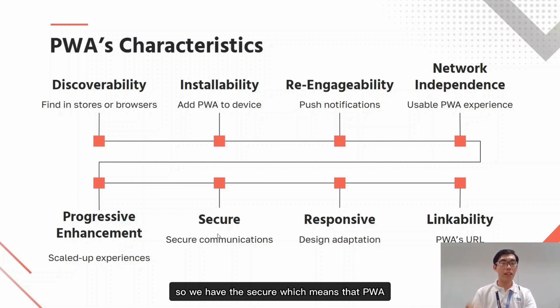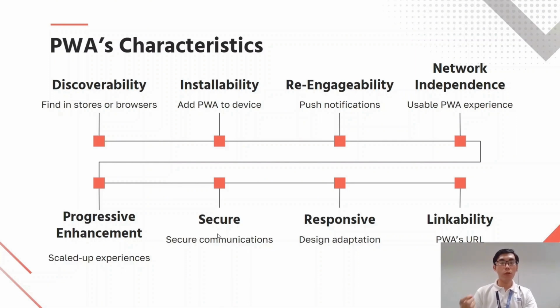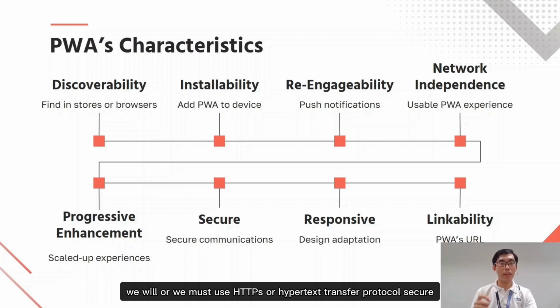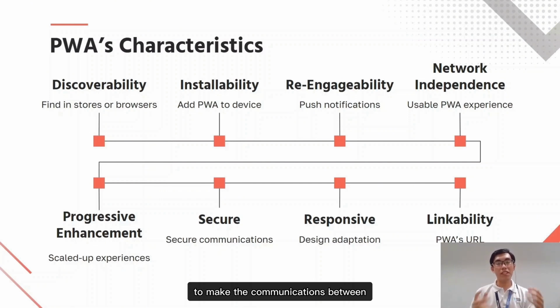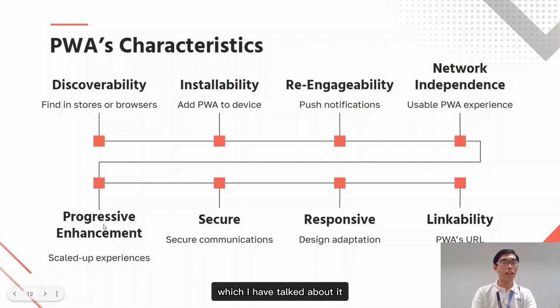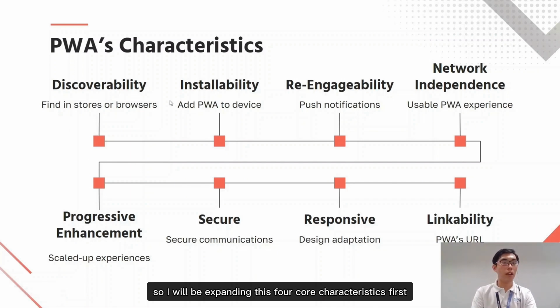So we have secure, which means that a PWA must use HTTPS, or hypertext transfer protocol secure, to make the communications between the client and server reliable. And we have progressive enhancement, which I talked about at the start of this video. So I will be expanding on these four core characteristics.